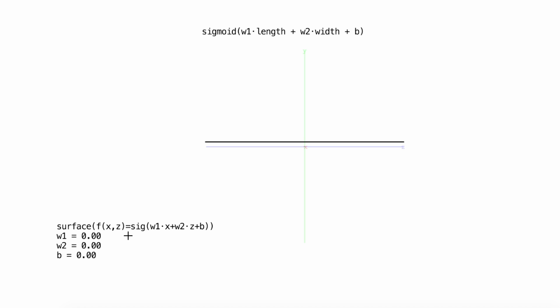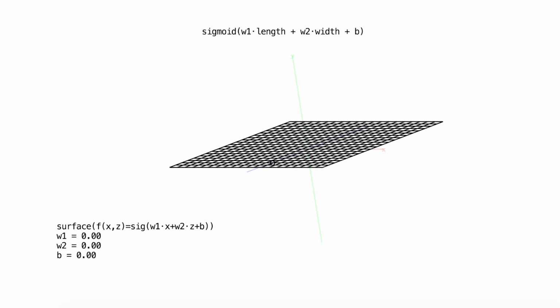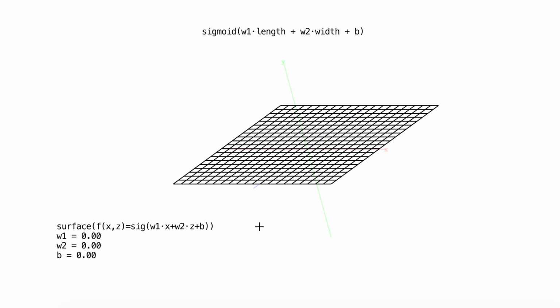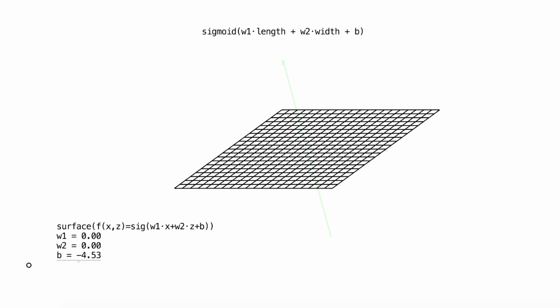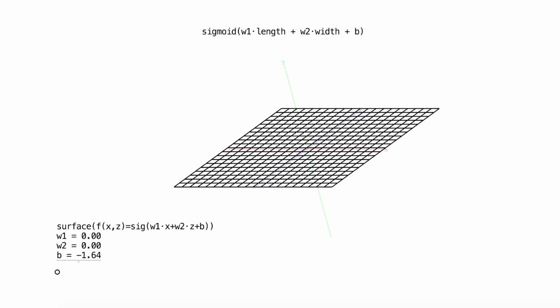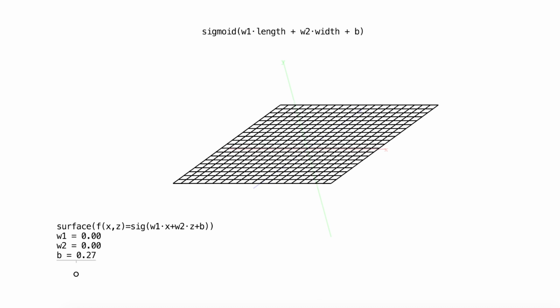And finally, b is kind of like a global change that you can apply to the network's output. It affects the global output of the network since it's not weighting any feature. If I increase b, I can increase the network's output up to close to 1, and if I decrease it, I can decrease the network's output close to 0. So you can see how that works.